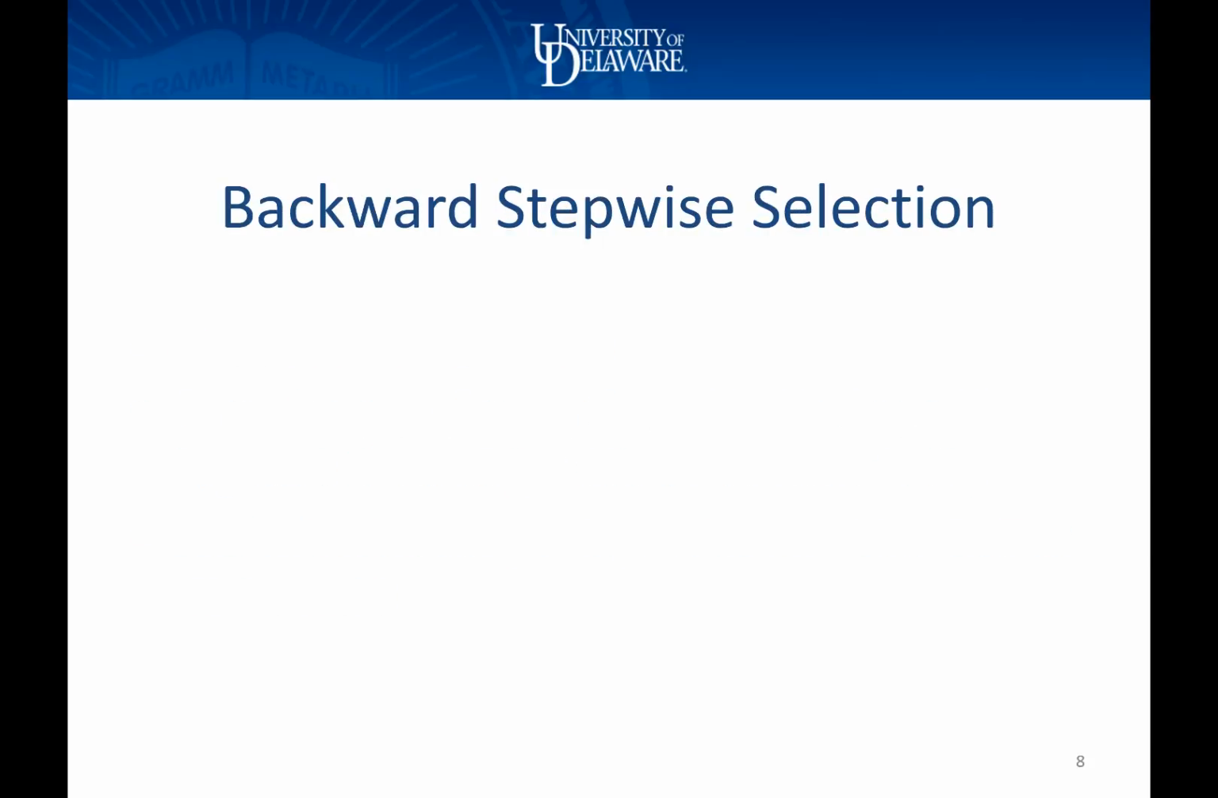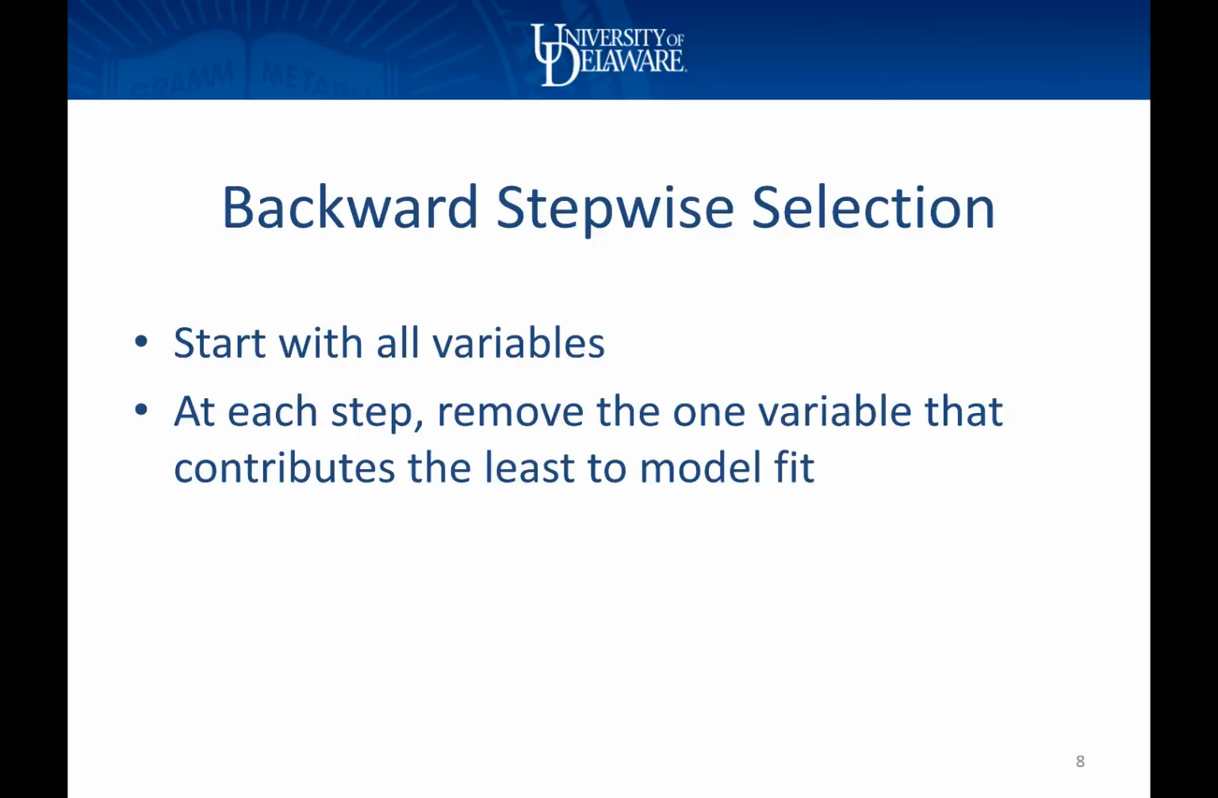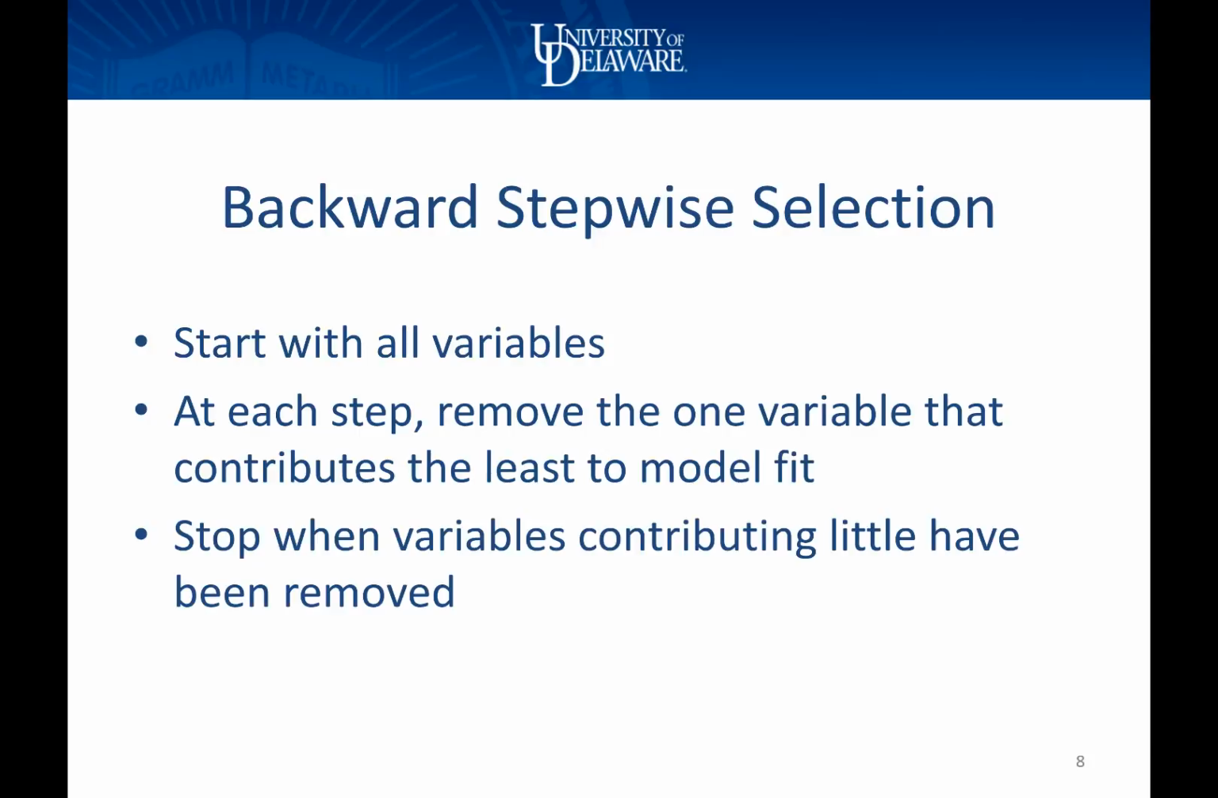Finally, backward stepwise selection is the technique that I and a lot of researchers think is the most appropriate. In this situation, you start with all the variables in the model and you slowly remove one variable at a time, whichever variable is contributing the least. And you stop whenever you've removed all of the variables that really aren't contributing anything. You wouldn't want to remove any variables that seem to contribute a lot to the explanatory power or the prediction accuracy of the model.